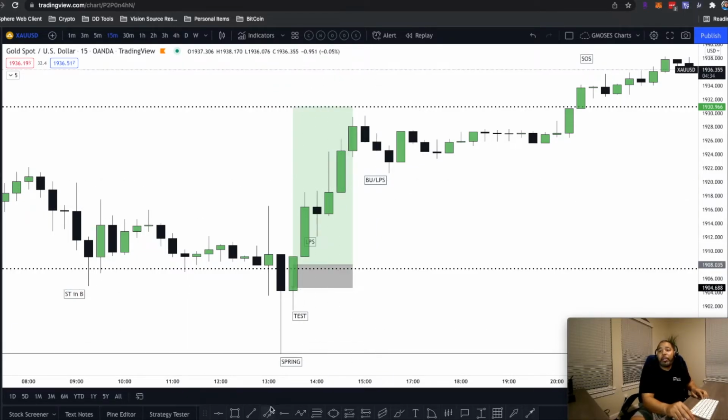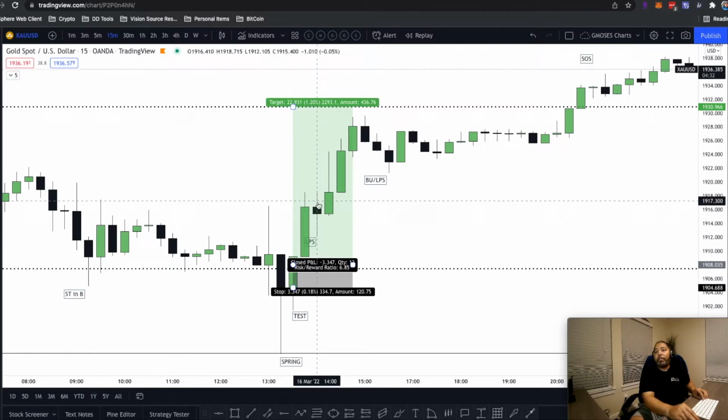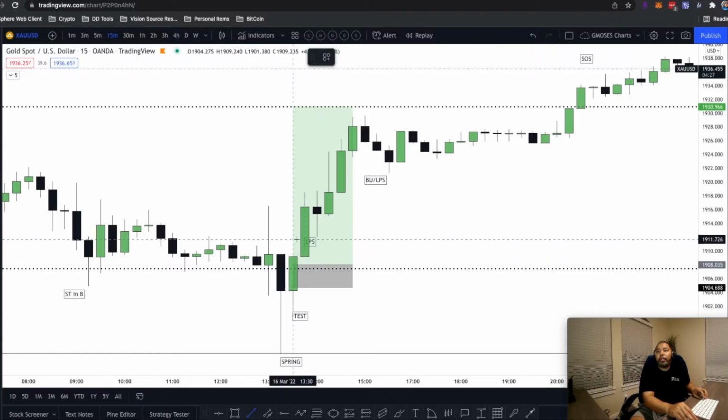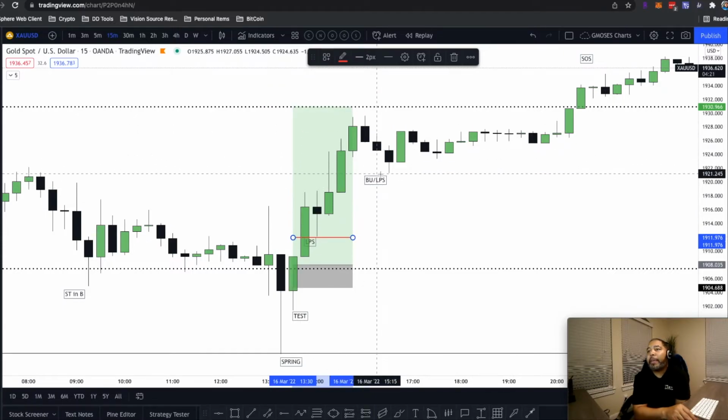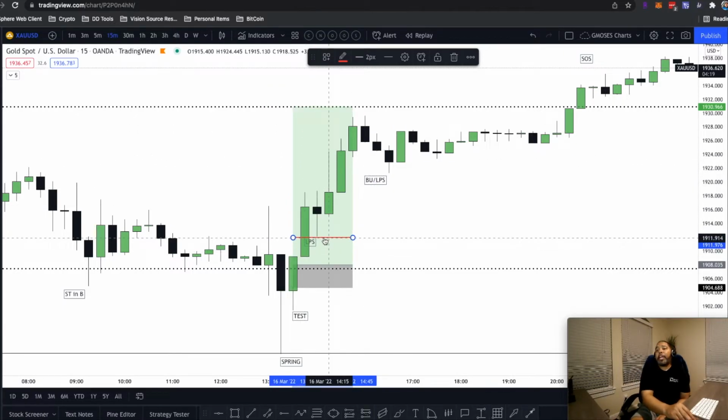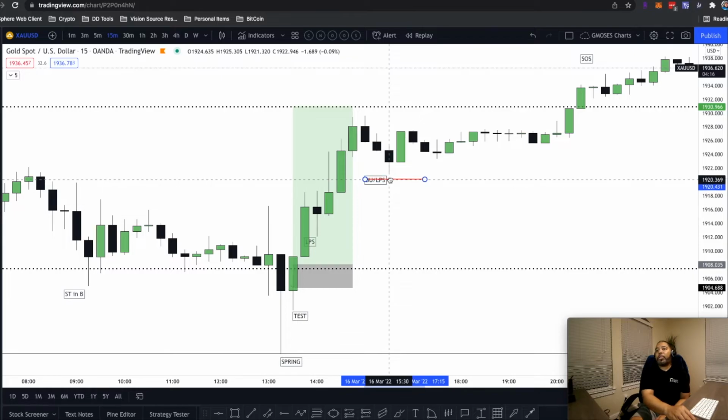But another thing you could have done is when price came up and it gave you a LPS, your last point of support, you literally could have placed the stop loss here under this area here. After it gave you this, price shot up, came back to give you your backup last point of support, stop loss could have went here.